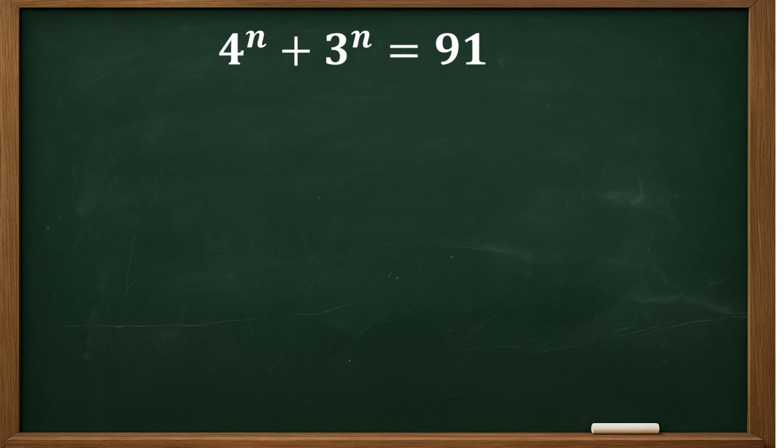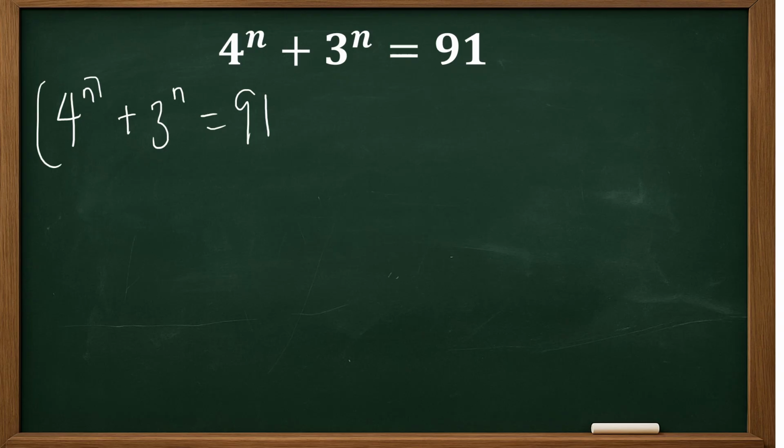In this equation, we want to calculate the value of n. So here we have 4 to the power of n plus 3 to the power of n equals 91. Here, I'm going to multiply the power by 3 times 1 over 3, which still gives you 4 to the power of n, because 3 times 1 over 3 is going to cancel out, and the same thing here.